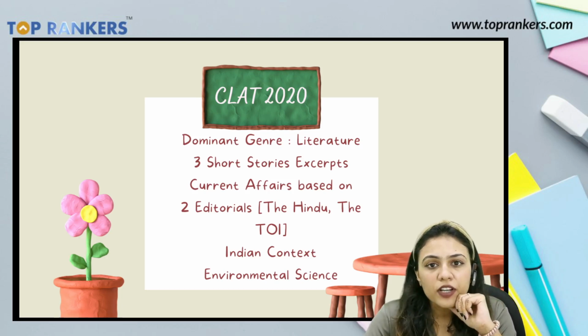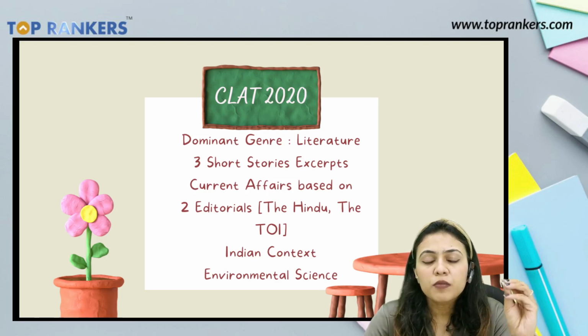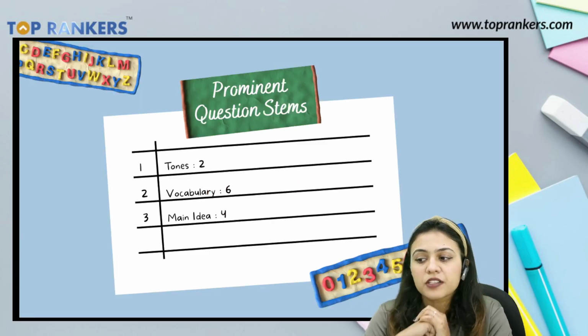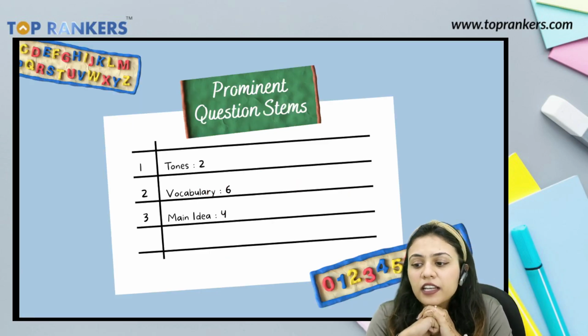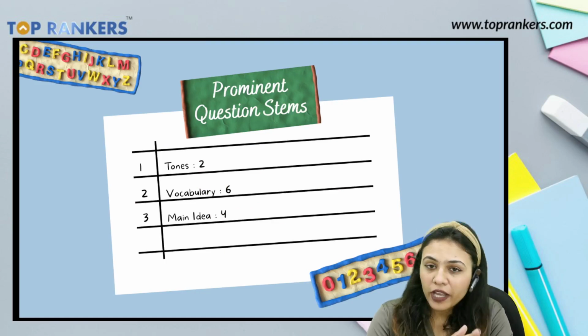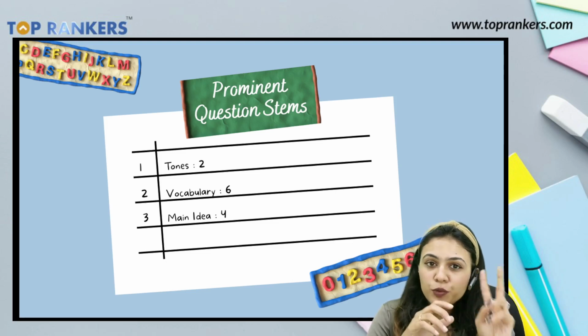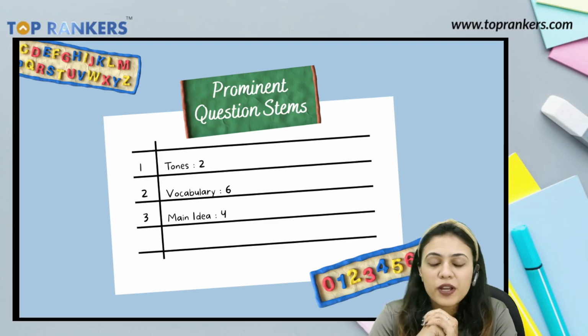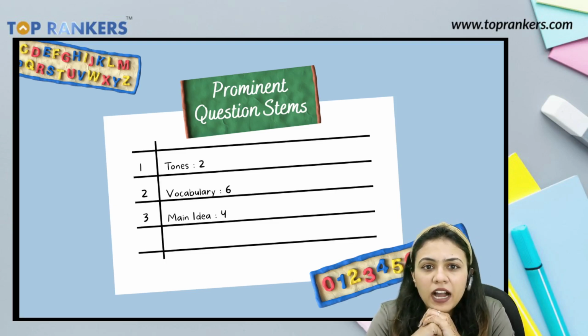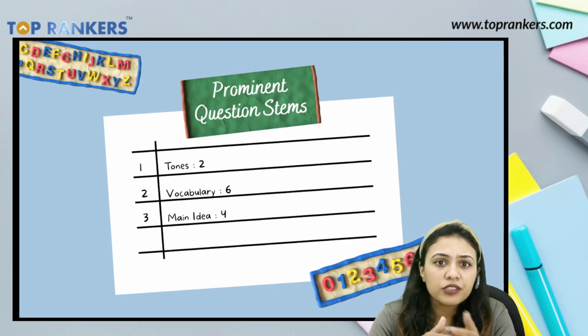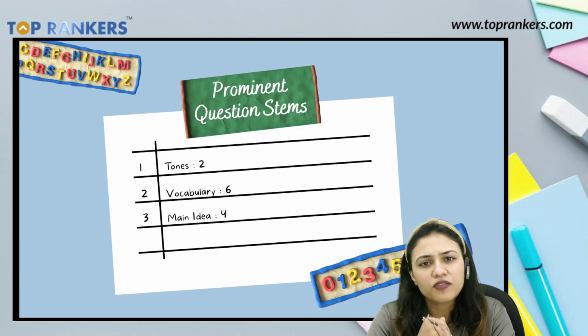Now, the second thing that we are going to discuss here is what were the most prominent question types. As you can see, there were many questions on vocabulary. So vocabulary was again dominating in this paper, and there were two questions on tones and four questions on main idea. I think everybody by this point is very well adapted to solving main idea and title questions. This is something very common, seen in every single CLAT paper.